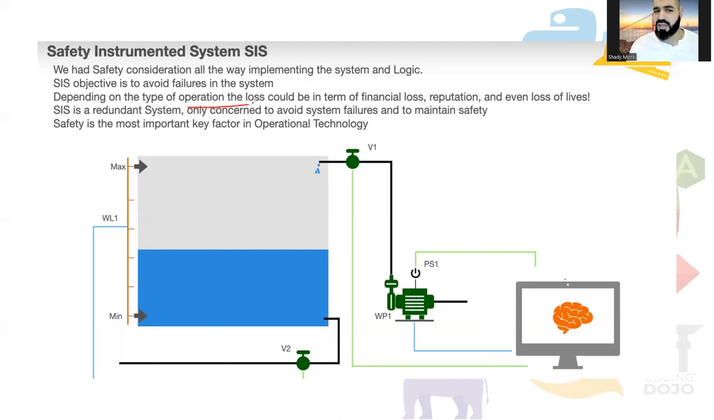depending on the type of operation, the loss could be in terms of financial loss, reputation, and even loss of life. That's why we need the safety equipment. Okay guys, because now we are not talking about a failure of a nuclear facility that will cost us $20 billion to build again, or the reputation of a facility that has collapsed. We are talking about nuclear emissions that can kill people, animals, and can lead to life on this land not being suitable again for maybe 50, 60, or 80 years.